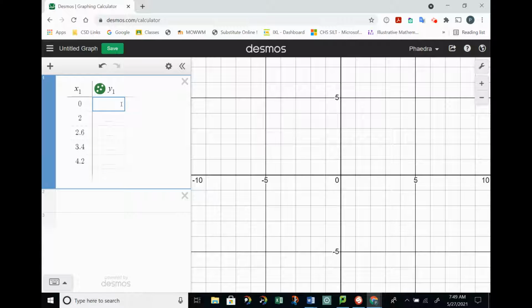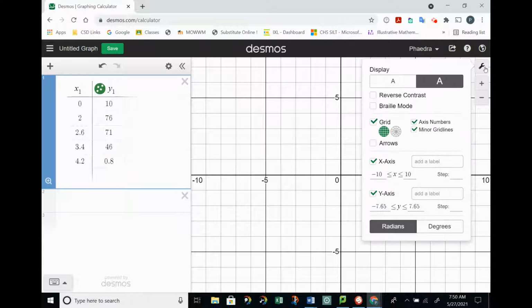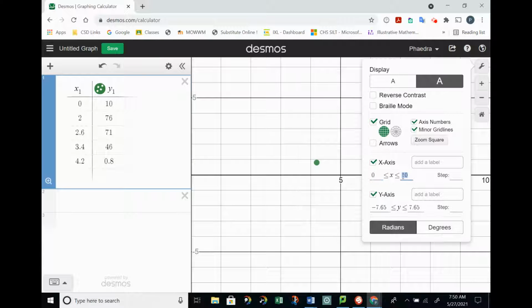Then the next piece is we're going to enter our y data. So this is 10, 76, 71, 46, and 0.8. Now you can't really see your data, so we're going to go over to the little wrench, which says graph settings. When I looked at my data, my x values went from 0 to 4.2, so I'm just going to put 0 to 5.